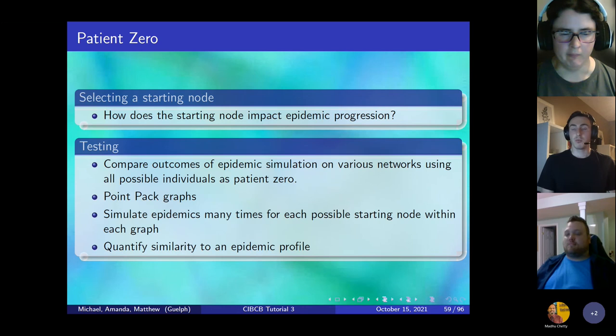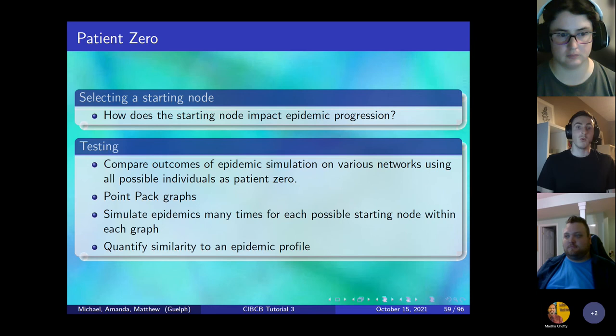What we're going to do is point pack graphs. That's going to start us with a diverse collection of graphs to do this assessment on. We're going to simulate epidemics many times for each possible starting node within each graph, and we're going to quantify similarity to an epidemic profile.